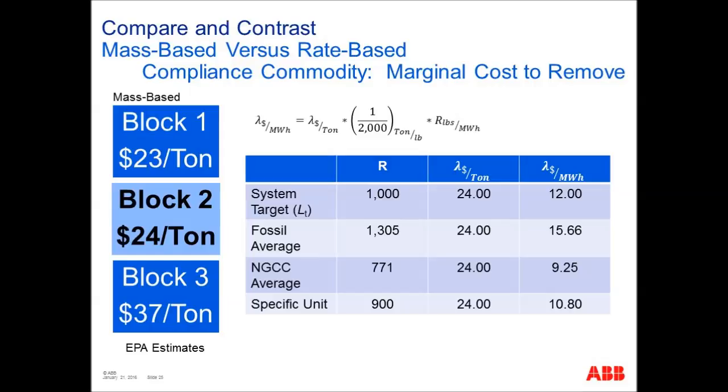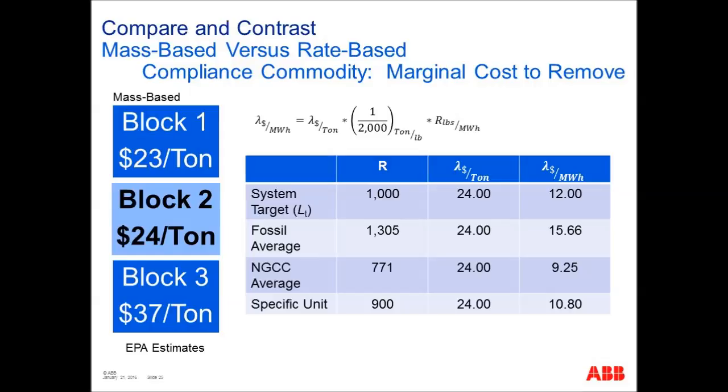And that converts it to $12 per megawatt hour. If I was to use the fossil average, then it would be 15. And if I was to use the gas average, it would be 9. And if I use the specific unit that Company 4 has, it would be $10.80 because they emit at 900 pounds per megawatt hour. All of this is to just show that what rate you use to transact these components is going to be important, and it is a key attribute to figure out as you're going through this process.